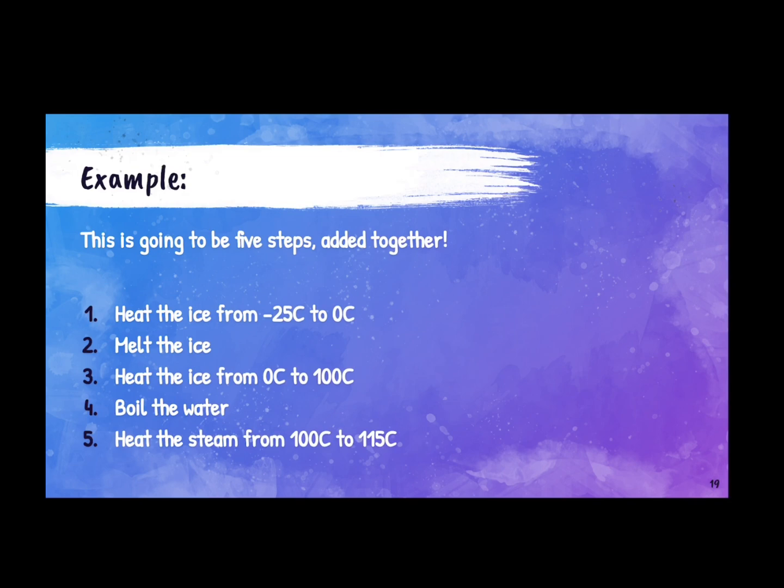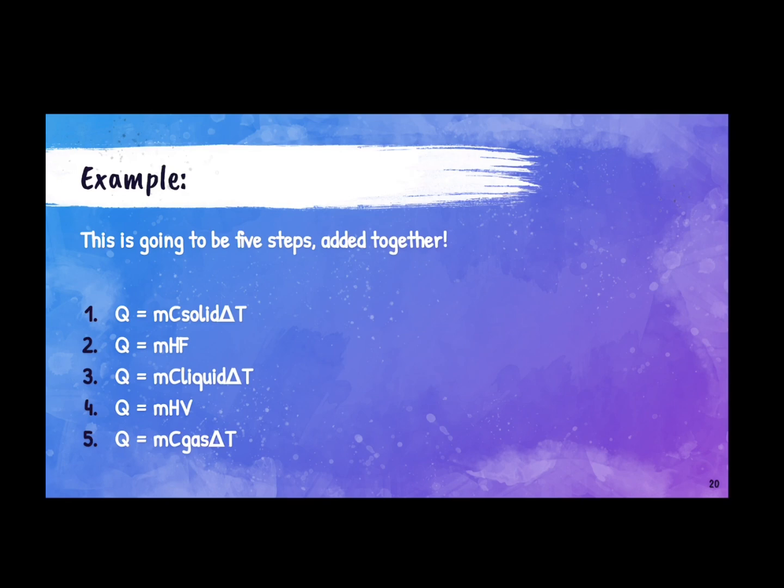So I have the heat from the ice, which is your -25 to 0. Then I melt the ice. Then I heat the water from 0 to 100. Then boil the water that's there. Heat the steam from 100 to 115. That is why it's 5 steps. So that means I have 5 separate equations that I need to look at to calculate energy. This is going to be a different equation in each section because I have a different physical state of matter. I have solid, liquid, gas, and then on 2 and 4, I have a time when it's not changing temperature, but it is changing energy.